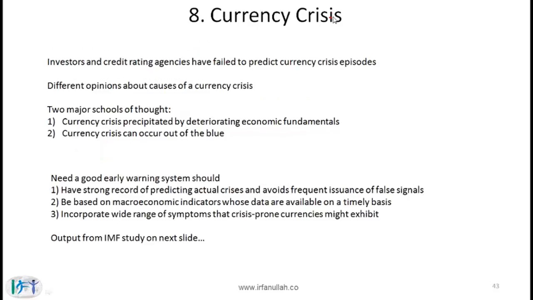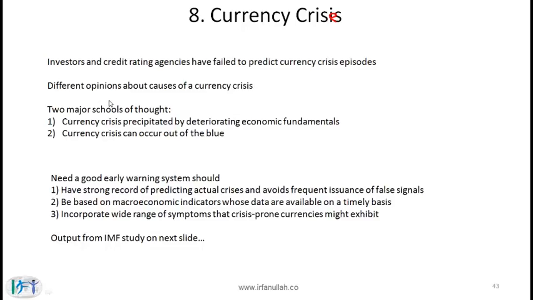Section 8, Currency Crises. The first core point made in this section is that if we look at currency markets over the last couple of decades, investors and credit rating agencies have generally failed to predict currency crisis episodes. So again, if we look at the Mexican peso crisis or the Asian currency crisis, these were not predicted by either investors or credit rating agencies.